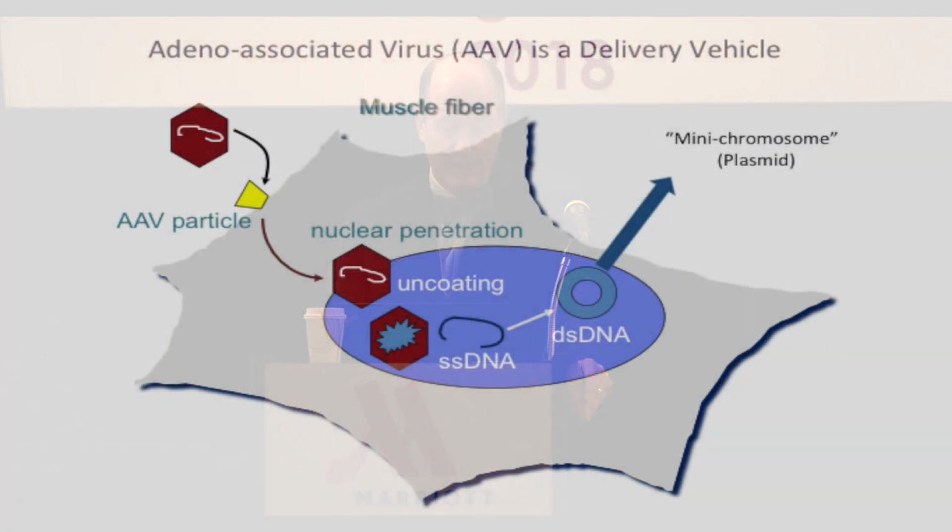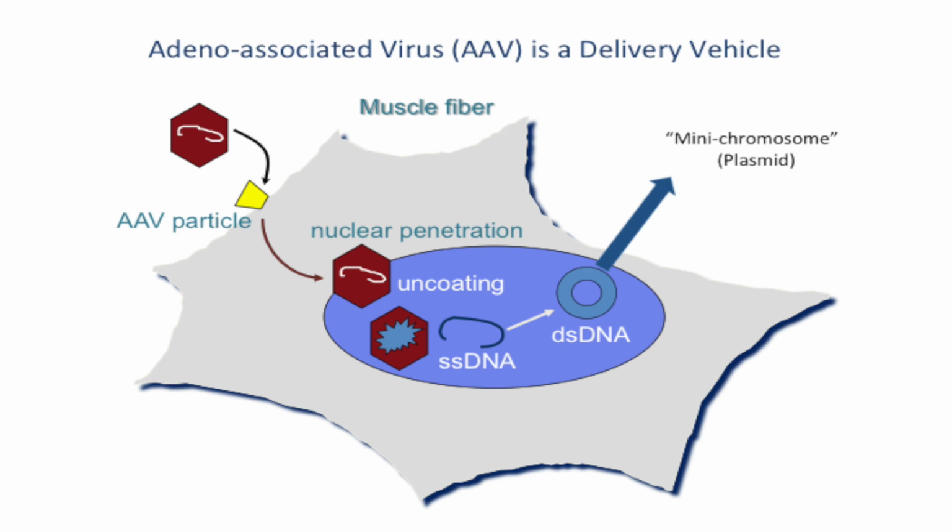So how does this work? The answer is you have a virus. There are receptors on muscle fibers, and they uptake this virus. The virus then translocates into the nucleus. It discharges its single-stranded DNA, and then the native machinery of the muscle fiber turns that into a double-stranded DNA loop, which then becomes kind of like a mini chromosome, which we call a plasmid.